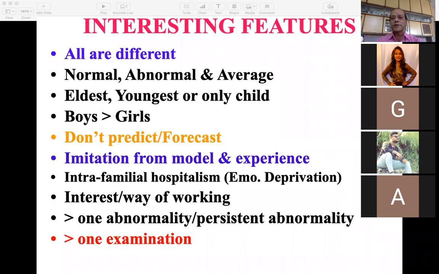The youngest child, after 2 or 3 children, is given more love and affection because he is the youngest in the family, or the only child, because he receives all the love and emotional support from the parents. But as we are discussing, if there is overexposure to love or affection, that can also result in overprotection and problems.